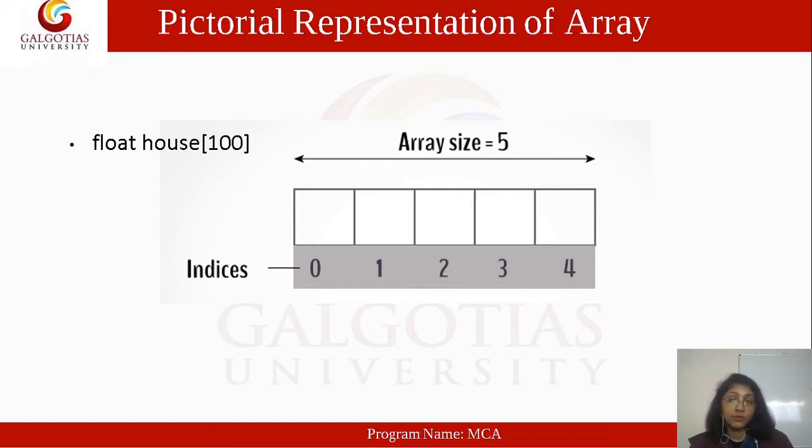So therefore, if you want to take an array where you can store 100 elements, where each element is a floating point, then you need to declare the array something like float, then the name of the array, and then the size. So 100 here will be the size of the array.